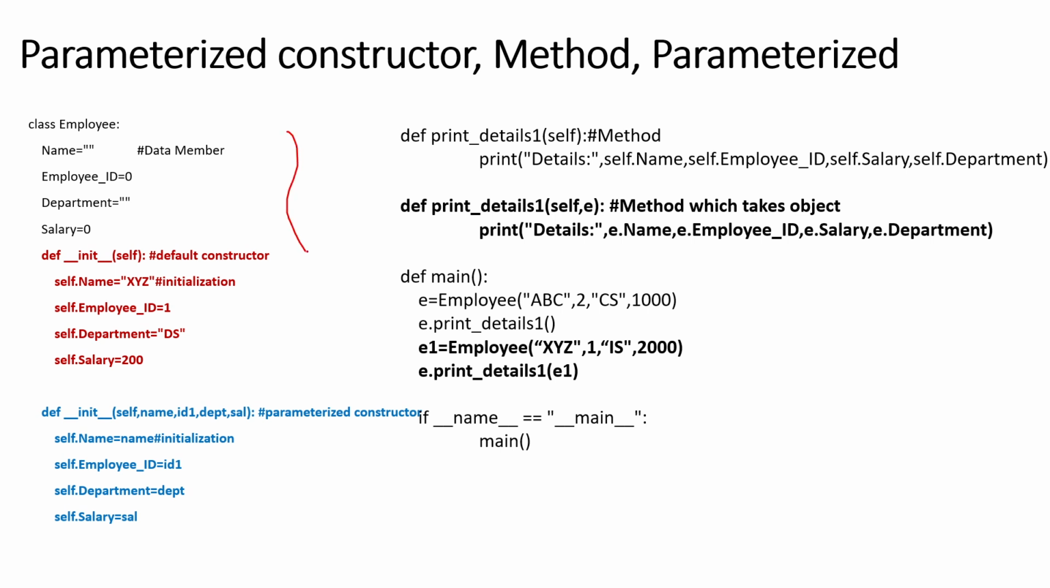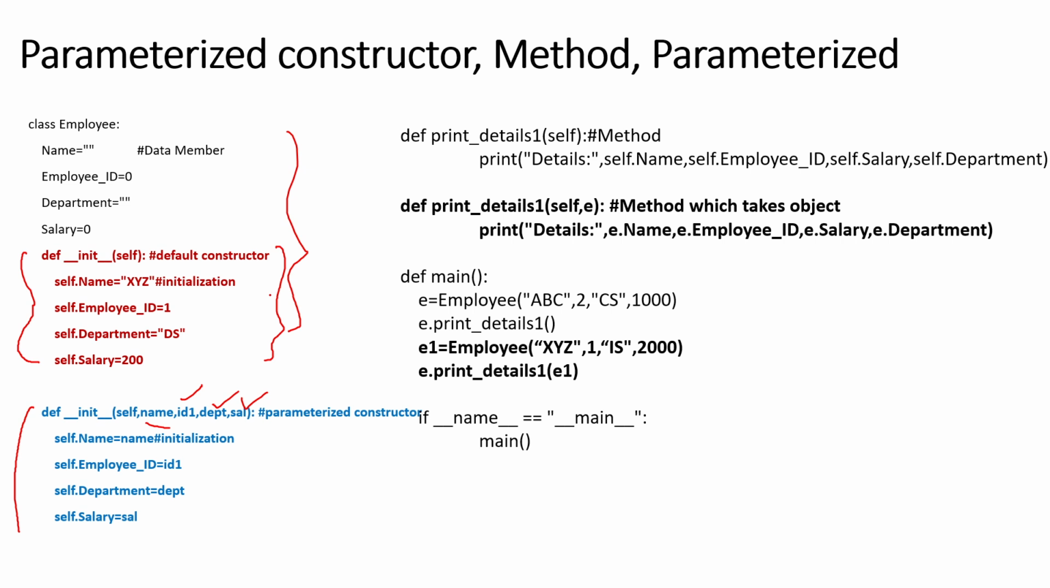Till here you have seen. Now I'm going to introduce one more constructor which takes the parameters like name, ID, department and salary. I'm going to pass it from the outside. Whenever you add an overloaded constructor, the old one will be removed. The latest one in the code is in effect.